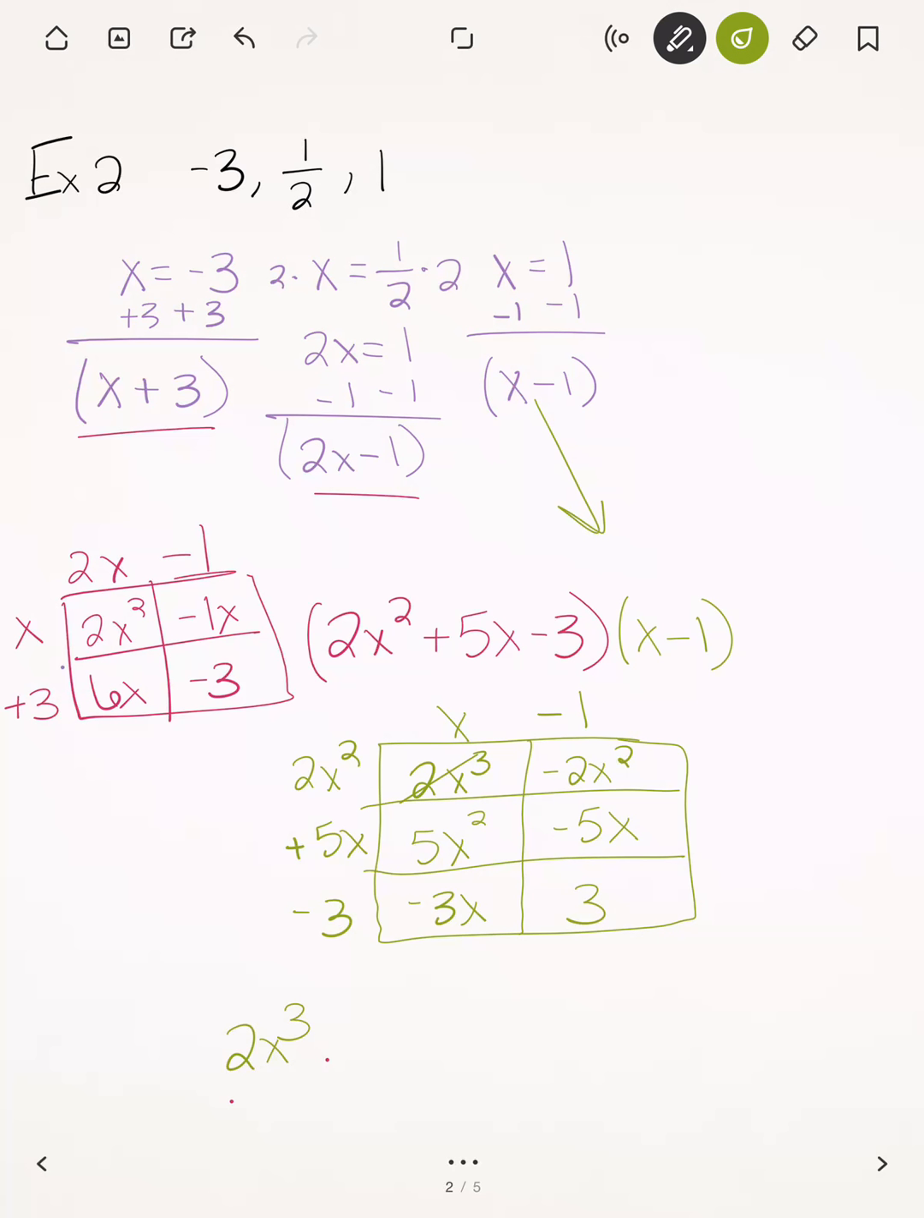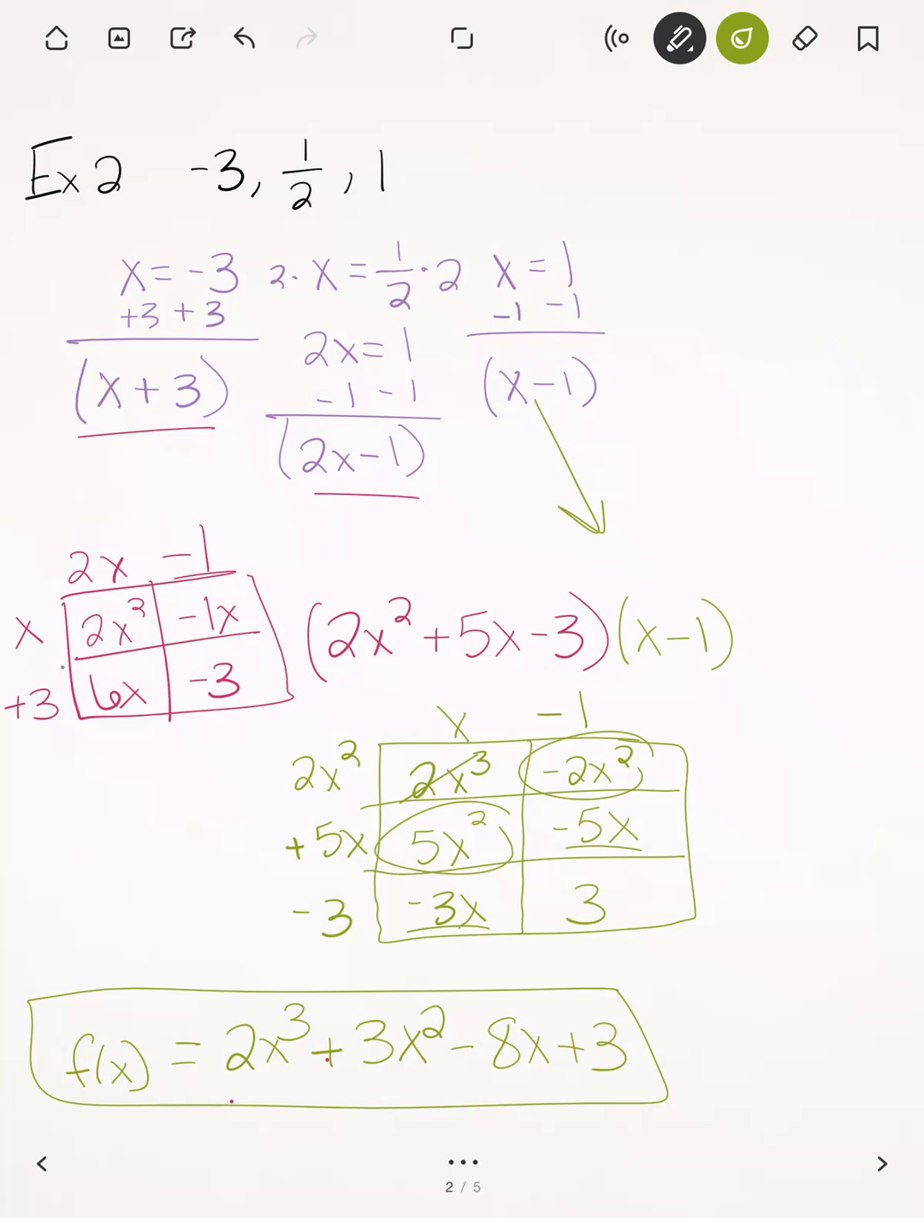So I use that one. My 5x squared and negative 2x squared combine, and I get a positive 3x squared. Negative 3x minus 5x is a negative 8x plus 3. To make it a function, I put f of x or y in front of it. And there's that. So again, if I were to factor that, I would get what I started with.